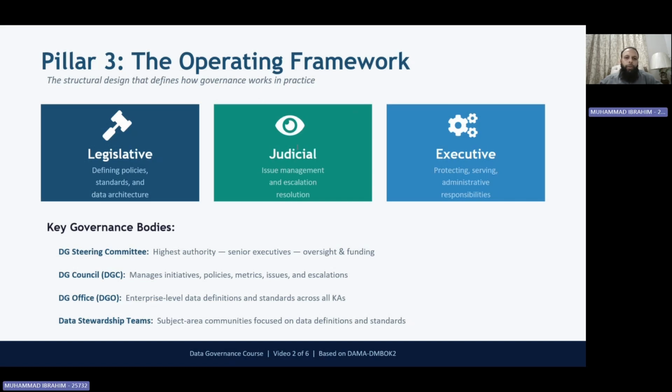These four bodies work together as a system. The steering committee sets the direction and funds the work. The council manages the program. The office maintains the standards, and the stewardship teams do the daily work on the ground.